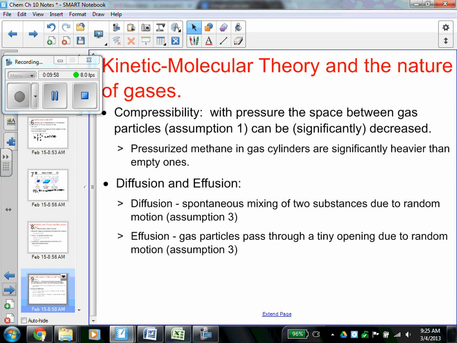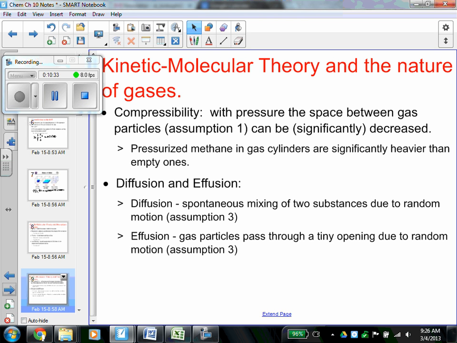If we take a look at pressurized methane gas cylinders, we see that they are significantly heavier than empty ones. Or take propane tanks. Somebody you know probably has a propane barbecue or propane gas grill. These tanks are not that heavy when they're empty. When you fill them with propane and swish it around, you can tell that they contain liquid. So that's the first thing you'll notice: compressed gases can actually form liquids under high pressures.